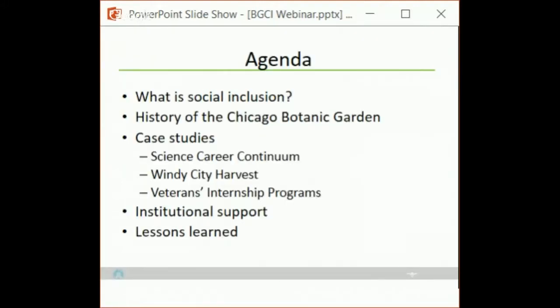I'm going to begin by defining what I mean by social inclusion so we all have a shared understanding as we have this conversation. I will then share a little bit about the history of the Chicago Botanic Garden because it's important in providing the context for the role of social inclusion in our current education and community programs. I'll then give 3 case studies illustrating how these values are implemented in programming and how they address a variety of barriers to full participation in society. I'll then talk about how the garden institutionally supports these values. And finally, I'll provide some lessons learned and suggestions for implementing similar activities at your home institutions.